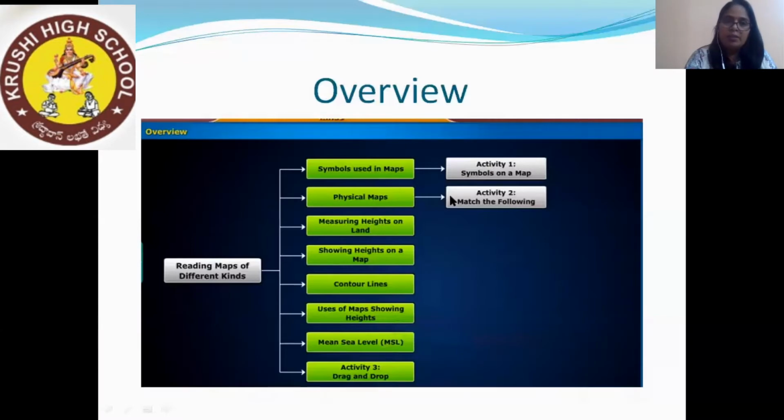So here you can see, reading maps of different kinds: symbols used in maps, physical map, measuring heights on land, showing heights on a map, contour line, uses of map showing heights, mean sea level, and a few activities, right?